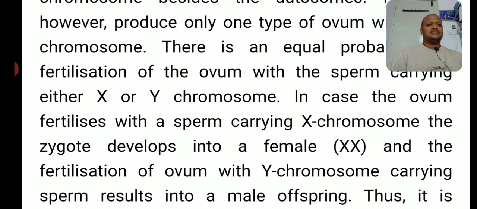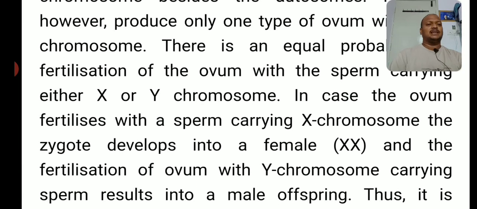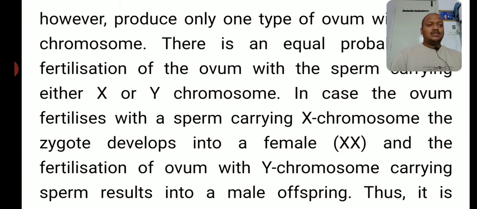Okay, in case the ovum fertilizes with a sperm carrying X chromosome, the zygote develops into female XX, and the fertilization of ovum with Y chromosome carrying sperm results in male offspring. Right. What type of offspring is determined by what? What type of sperm fertilizes the ova? So it is determined by the sperm. So what is given here? In case the ovum fertilizes with a sperm carrying X chromosome, the zygote develops into female. Ova X, sperm also X. X and X, what is formed? XX, female offspring is formed.